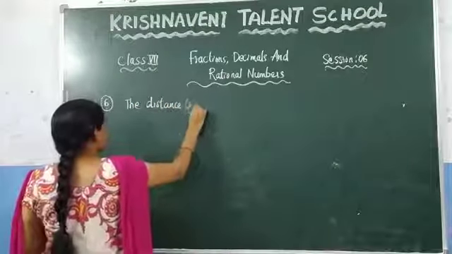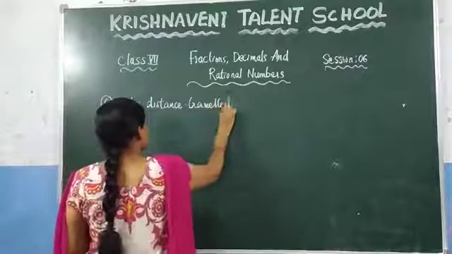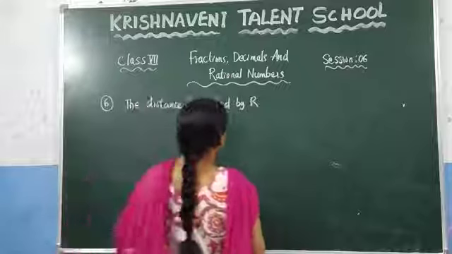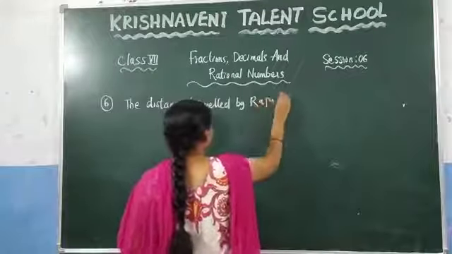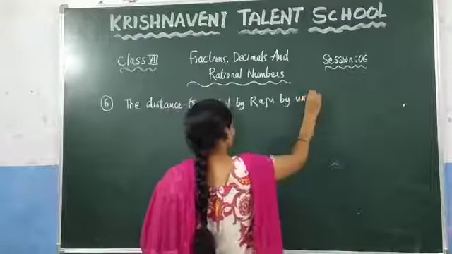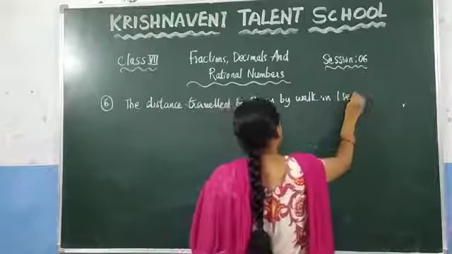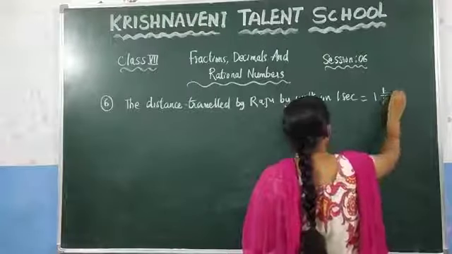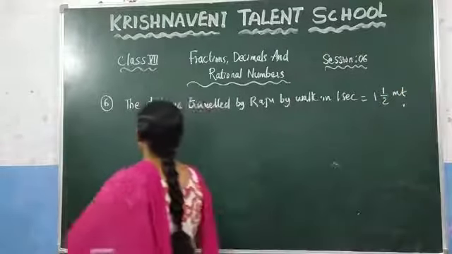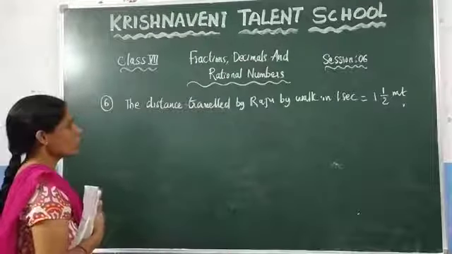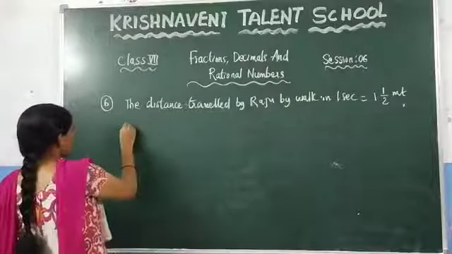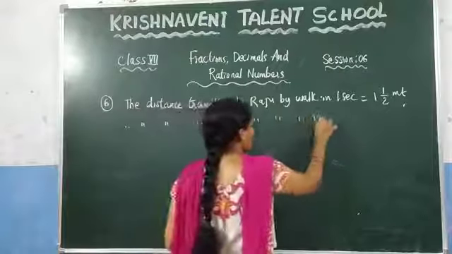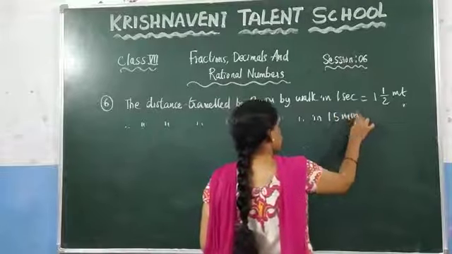Writing the distance travelled by Raju by walk in 1 second. How much have they given? Which is 1 by 2 meters. Now you need to find the distance travelled by Raju in 15 minutes. So write it here. Therefore, the distance travelled by Raju by walk in 15 minutes is how much?